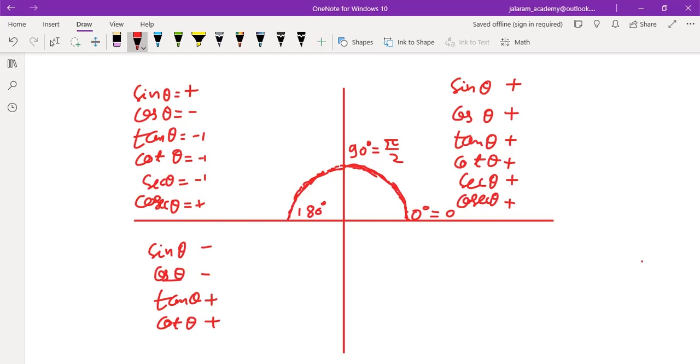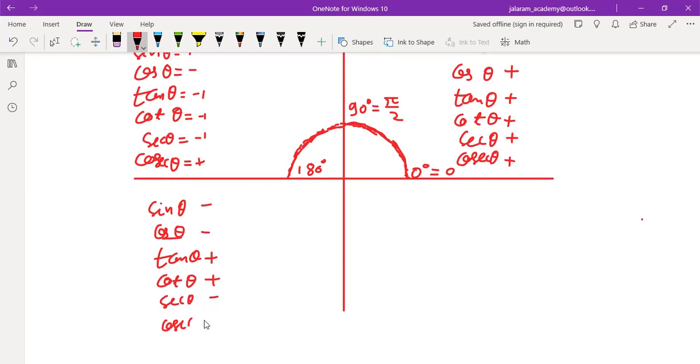So the reciprocal of cos theta, sec theta, is negative, and the reciprocal of sin theta, cosec theta, is also negative. And in the fourth quadrant, sin will be negative, cos is positive, tan negative, cot negative. The reciprocal of cos, that is sec, is positive and cosec is negative. Sin theta negative, cos theta positive, tan theta negative, cot theta negative, sec theta positive and cosec theta negative. So this we have to learn.